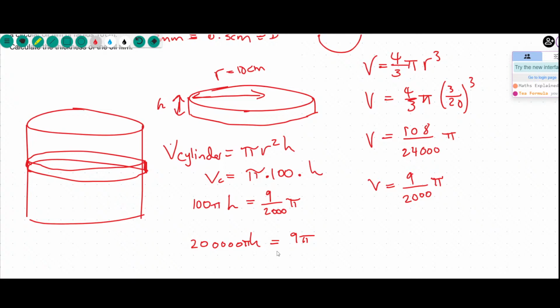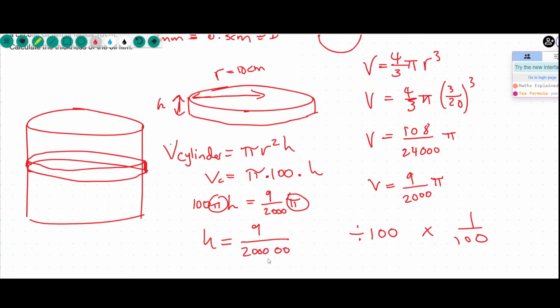And then we can cancel a little bit, right? In fact, do we really want to move that over? Probably not, because the 9 is not going to cancel there. I guess we could keep it in our minds that we can cancel these pi, and then we can divide by 100. If we divide by 100, it's the same as multiplying by 1 over 100. So then h is going to be equal to 9 over 2,000 with a couple of extra zeros. And the pi's will disappear.